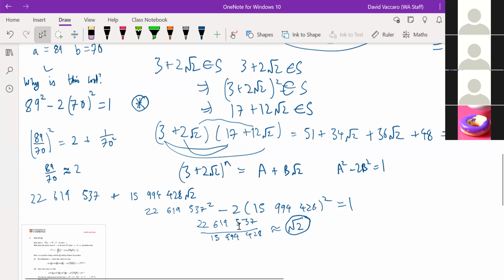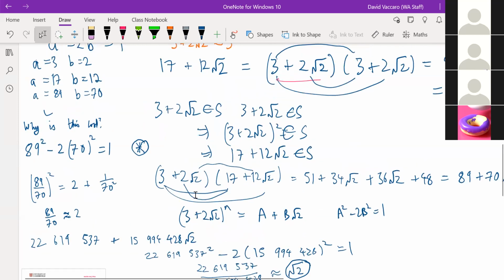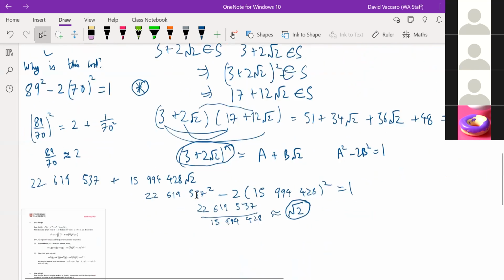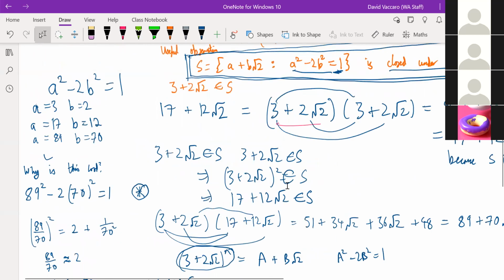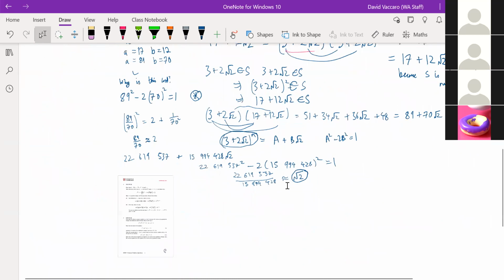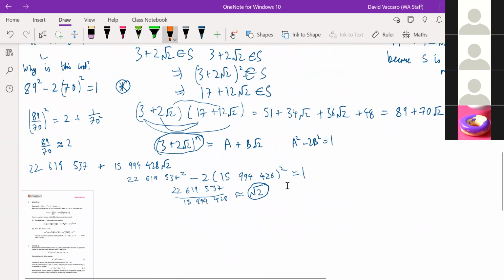Okay, in fact, as good as we want, because we can just keep taking higher powers of this special number 3 plus 2 root 2, and then we can get massive solutions, and those massive solutions are really good approximations to root 2.